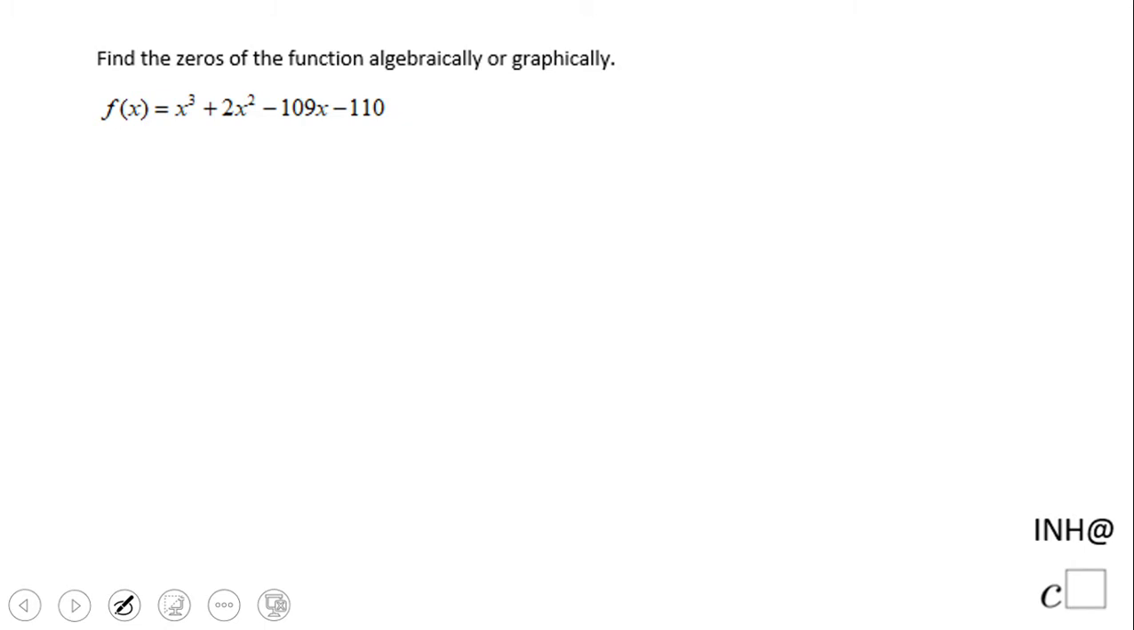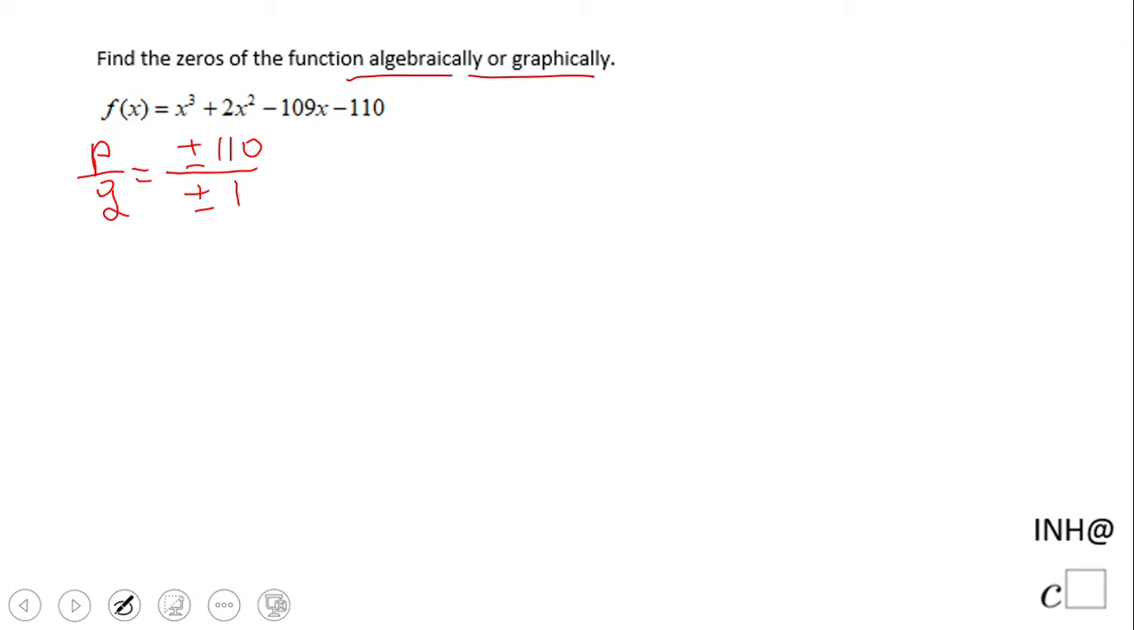In this problem we're going to look for the zeros of this function, and they said here to find them algebraically or graphically. Let's try algebraically. First of all, I'm going to list the possible zeros. If you remember, this is what is called the rational root theorem.